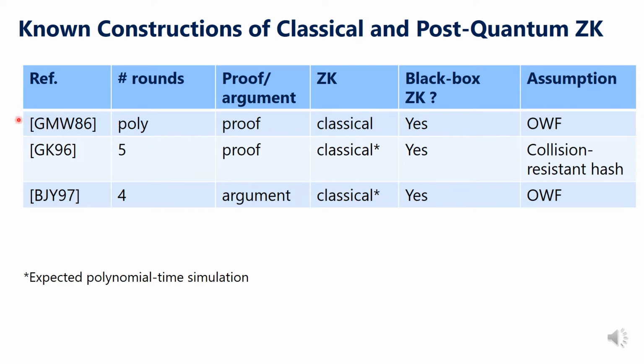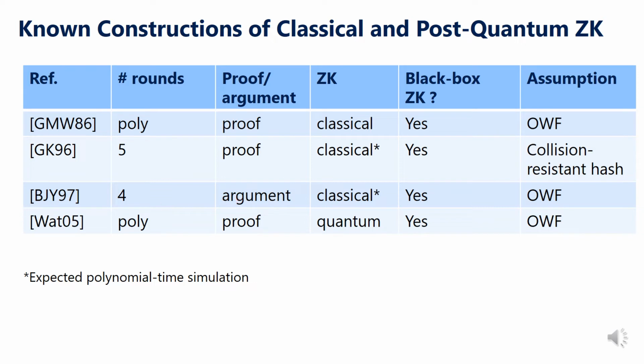After that, reducing the number of rounds became one of the most important topics in the study of zero-knowledge. By now we know a lot of constant-round constructions of zero-knowledge proofs and arguments like those. However, these constructions are only proven to be classical zero-knowledge, and it was not immediately clear if these constructions are post-quantum zero-knowledge, even if we rely on post-quantum assumptions.